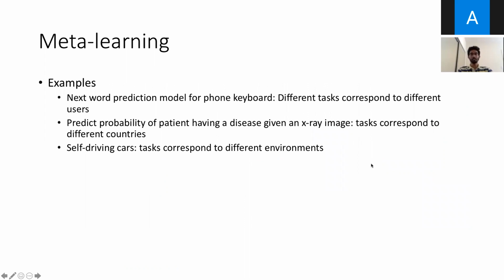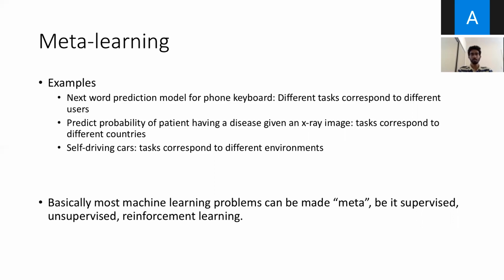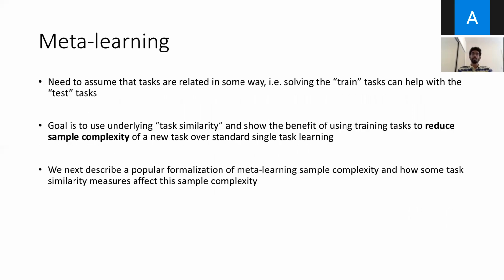Okay, so some more concrete examples of meta-learning problems. One of them could be predicting the next word on the phone keyboard. And here different tasks could correspond to different users. So you won't have the exact same prediction model for different users. You might want to adjust it based on their preferences. And maybe you would want to predict the probability of a patient having a disease given an X-ray image, and the different tasks could be different regions or different countries, different hospitals. And of course, our favorite problem of self-driving cars, where tasks could correspond to different environments. And basically, most machine learning problems can be made into a meta-learning problem, be it supervised, unsupervised, or reinforcement learning. So hopefully you're convinced that meta-learning is an important problem.